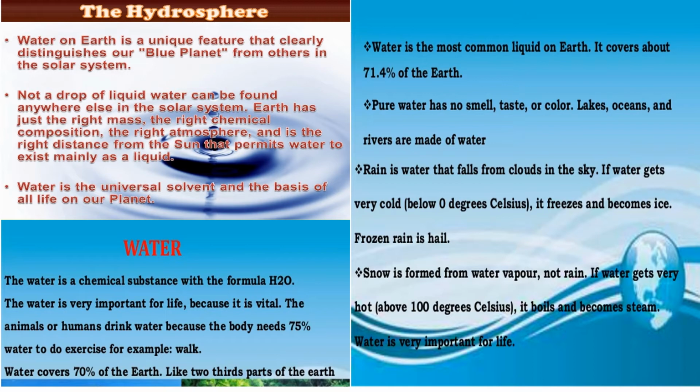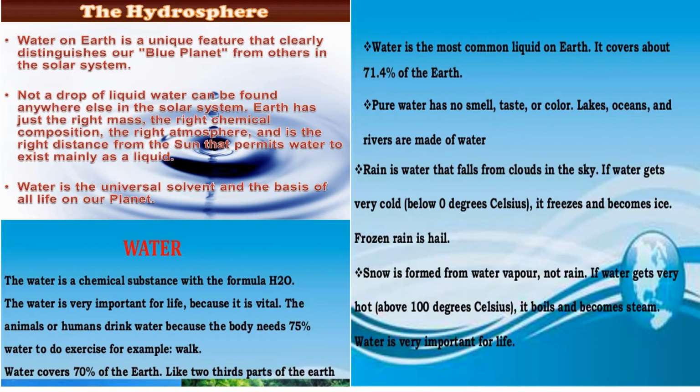Water on Earth is a unique feature and clearly distinguishes our blue planet from others in the solar system. Not a drop of liquid water can be found anywhere else in the solar system. Earth has just the right mass, the right chemical composition, the right atmosphere, and is the right distance from the sun that permits water to exist mainly as a liquid. Water is the universal solvent and the basis of all life on our planet.